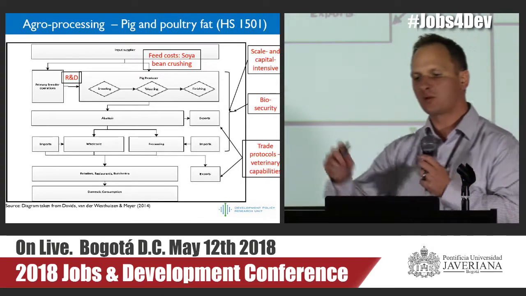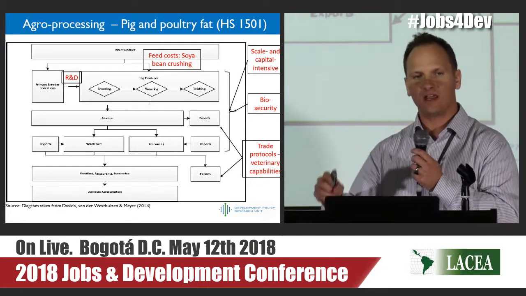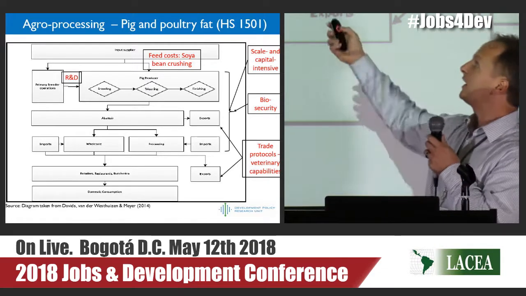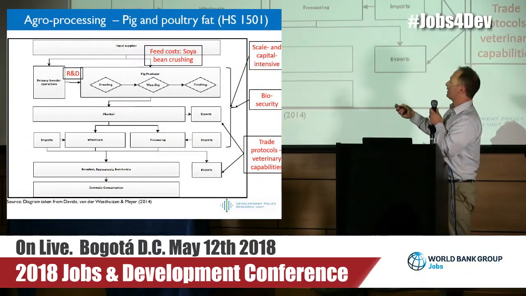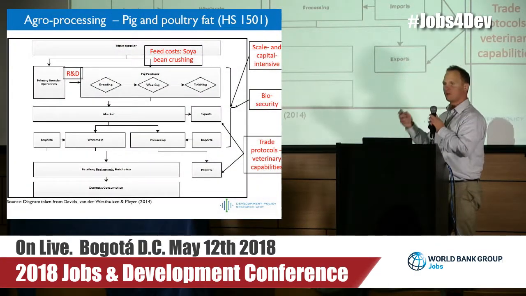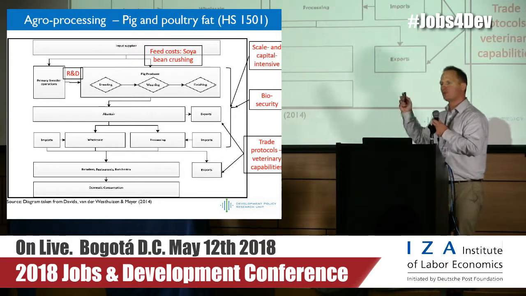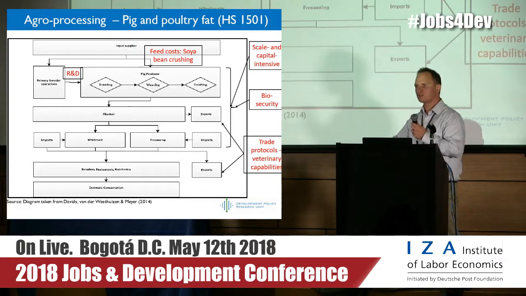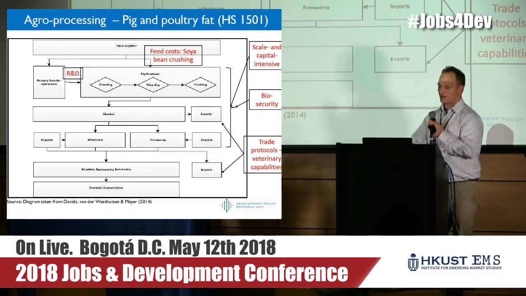Now this becomes a problem with trade protocols, because if you don't have the institutions with the veterinary experts to make sure that your breeders, abattoirs and processors are following due process, you can't get accreditation for exports. If you can't get the accreditation for exports, there's no incentive to grow scale. So you've got to get that right.